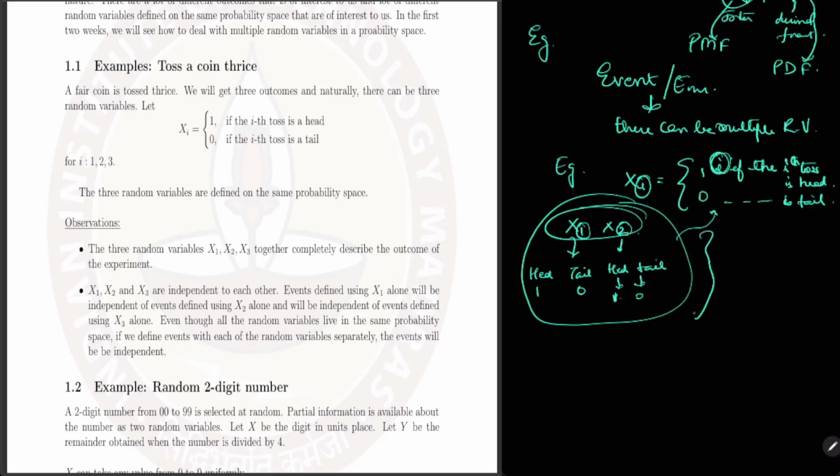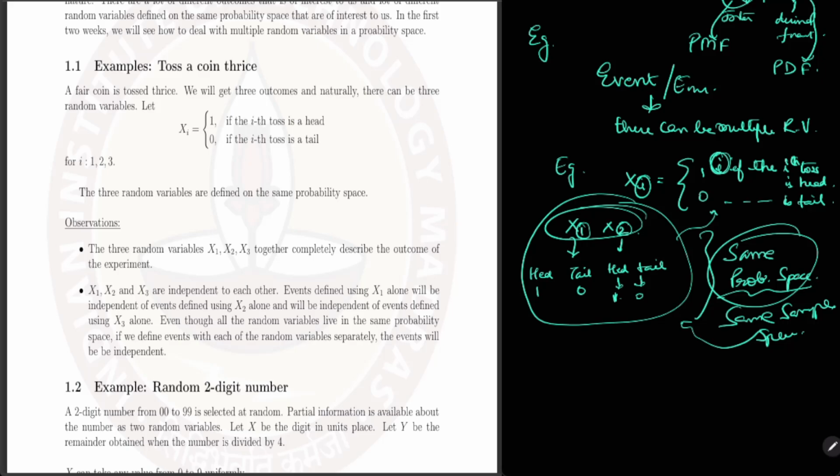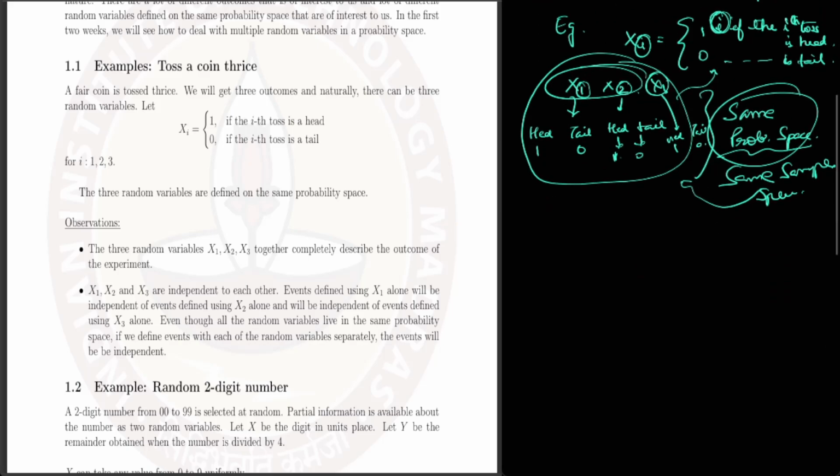The probability space is the same probability space. You can say the same sample space, which tells us about all the outcomes of the event. The 3 random variables X1, X2, X3 together. Here there is an X3 also, head, tail, 1, 0. The 3 random variables X1, X2, X3 together completely describe the outcome of the experiment.